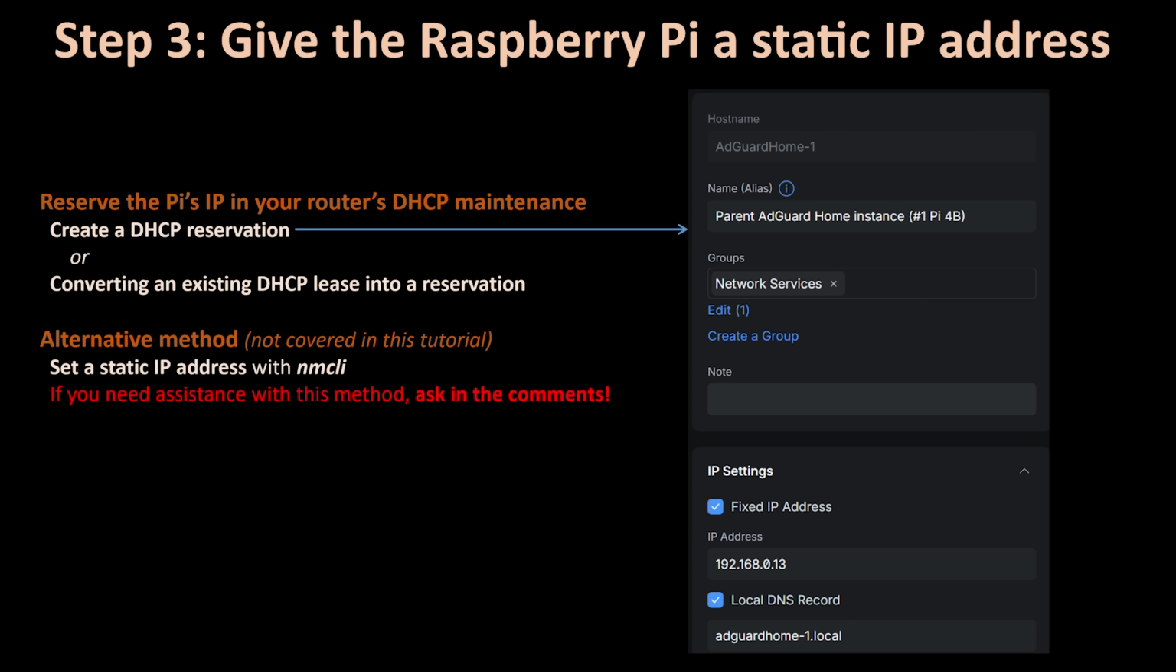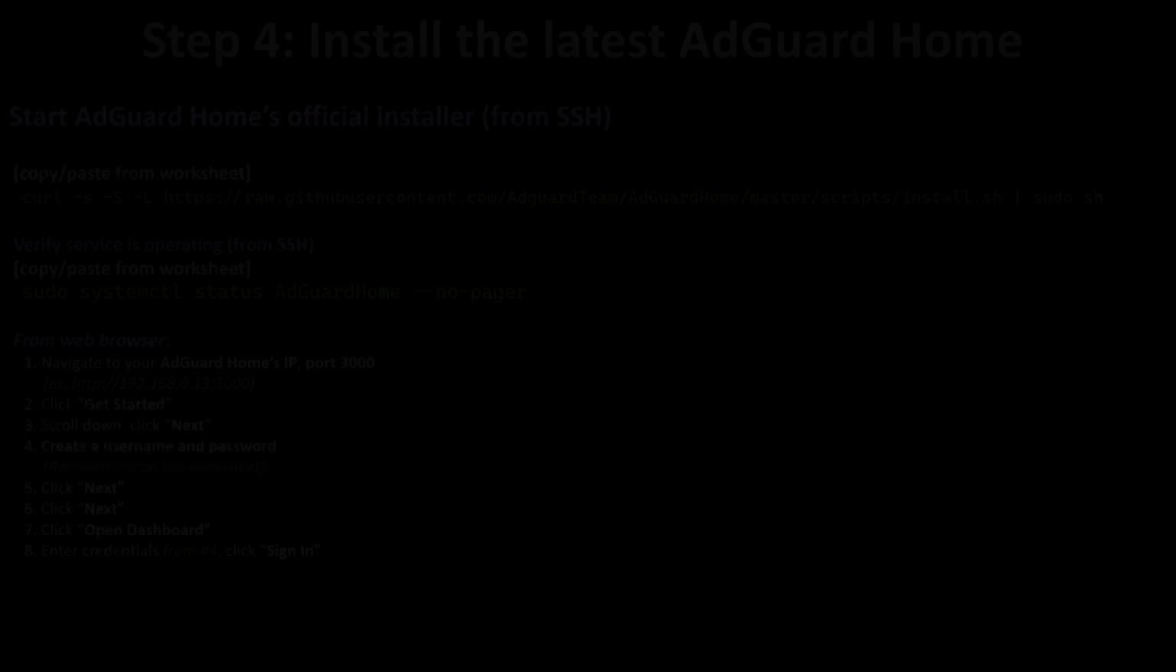Step 3. Give the Raspberry Pi a static IP address. In order to be reliably reachable, you will need to make sure that your Raspberry Pi does not have its IP address dynamically change. To do this, you can either reserve the Pi's IP in your router's DHCP maintenance, usually by creating a DHCP reservation, or converting an existing DHCP lease into a reservation. This is the preferred method for this tutorial. The alternative is to set a static IP address in NMCLI. This is outside the scope of this tutorial, but I can provide assistance in the comments if anyone wants to go this route.